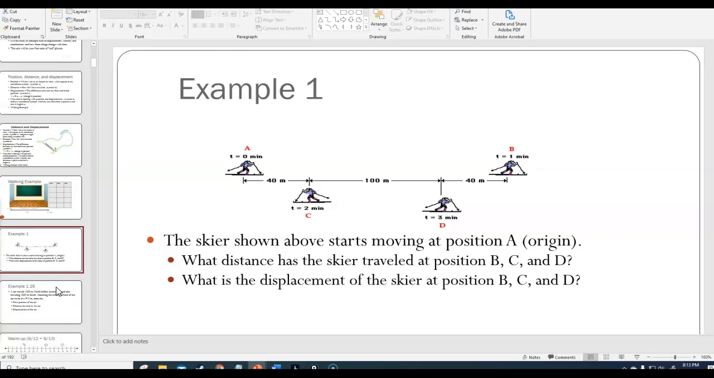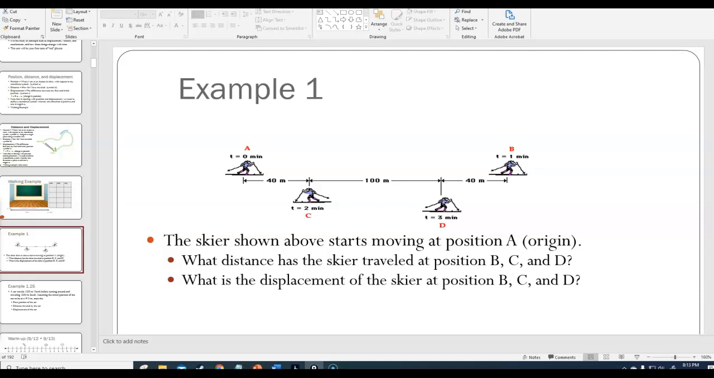Okay, so here is an example. Actually, we'll do a few more examples. Here we have a skier, and the skier starts at position A at time t equals 0 minutes, and then they travel from A to B, and then from B to C, and then from C to D.